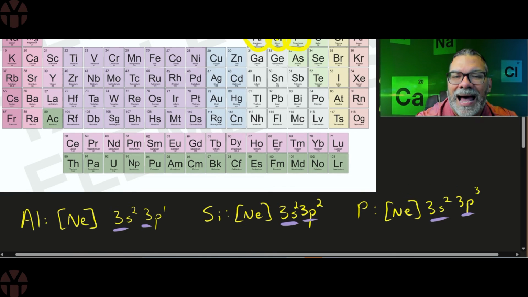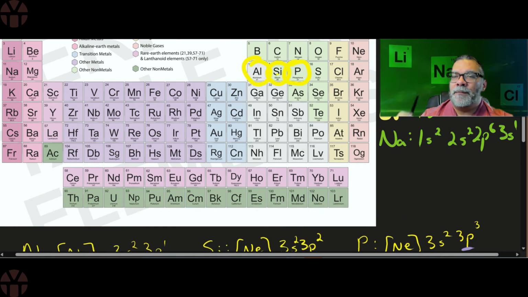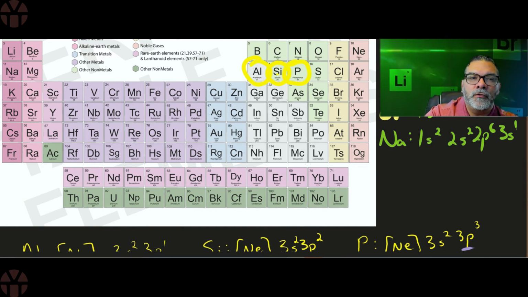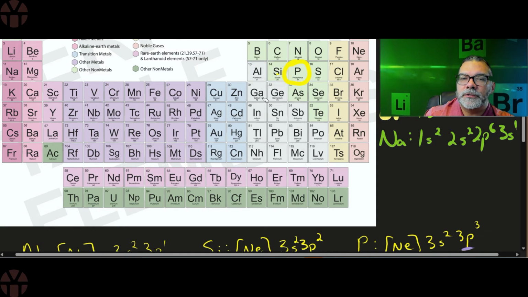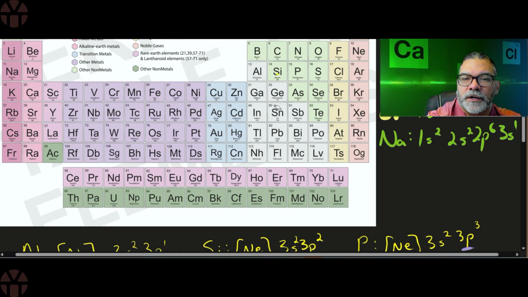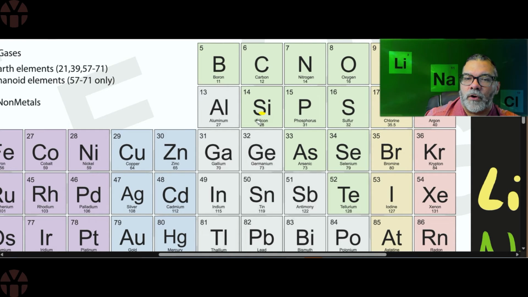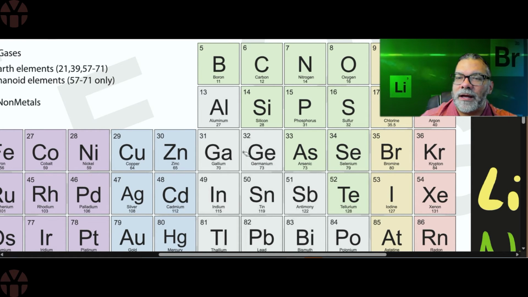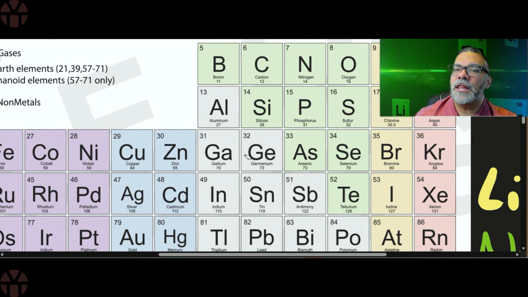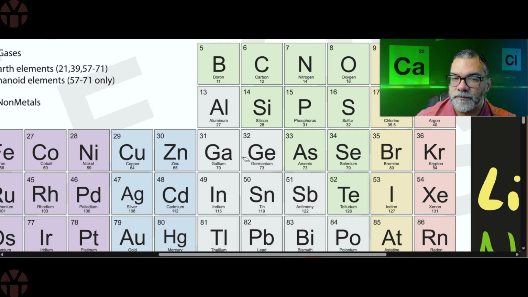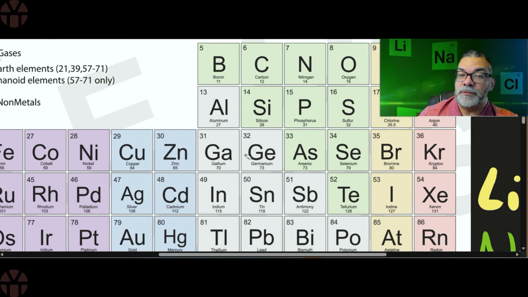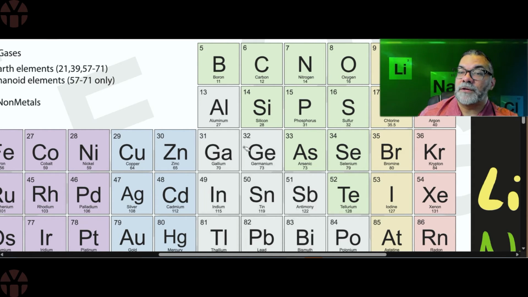But what happened in my nucleus as I moved from aluminum to silicon to phosphorus? And the answer is that as I moved across these 3, I increased the number of protons. So aluminum had 13 protons, silicon had 14, and phosphorus had 15.